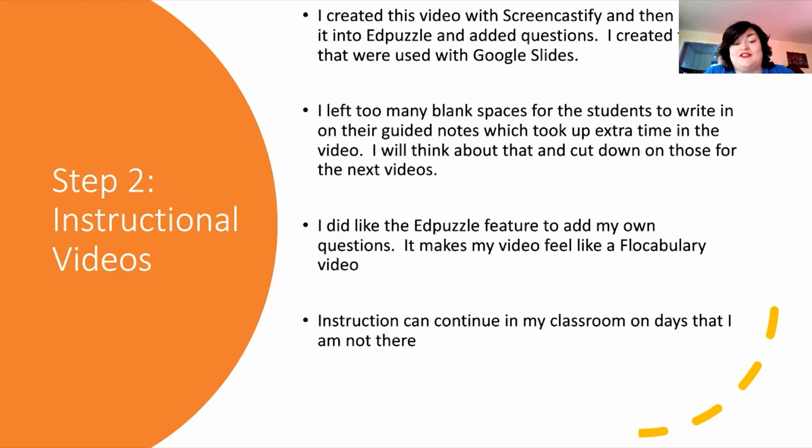And so instruction still continued in my classroom on the days that I wasn't there. The kids didn't have any questions as to what they were supposed to do. They already knew what they were supposed to do. They went in, they found their videos, they started their guided notes, they could find everything in the room.